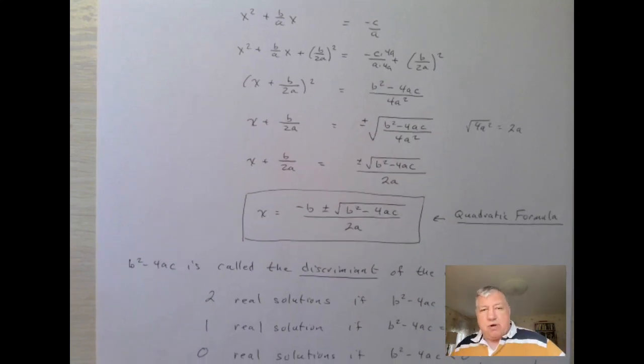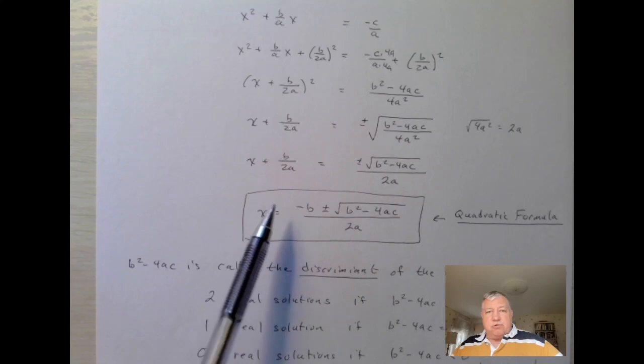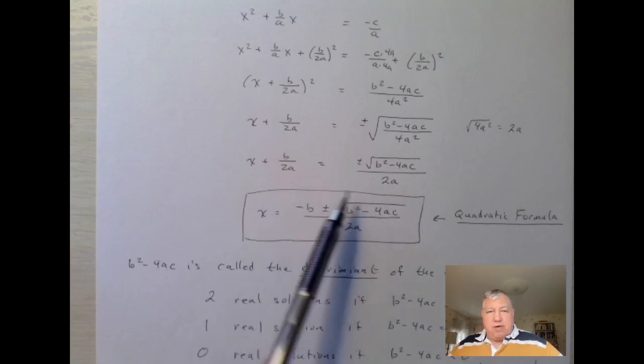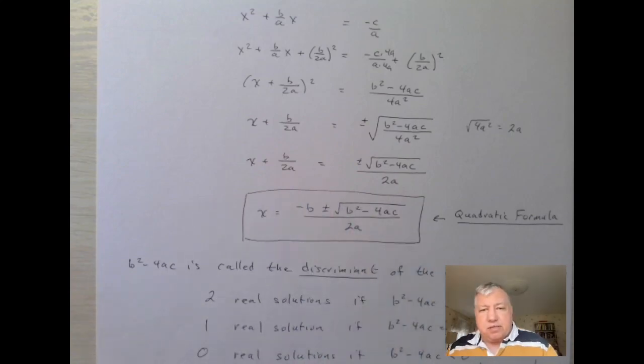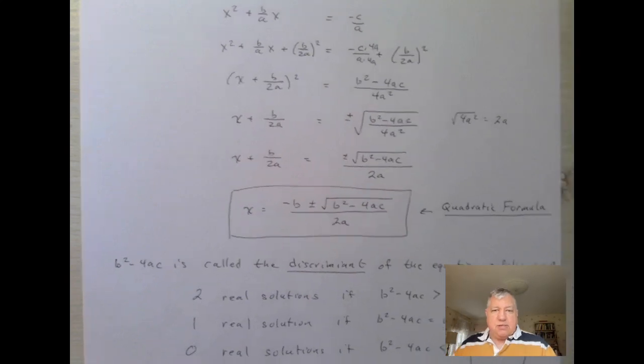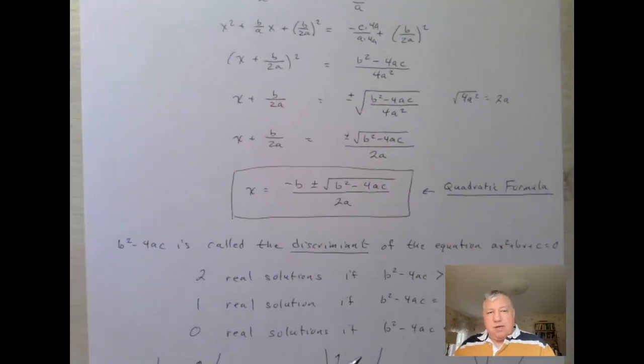And then we subtract b over 2a, and now since they have a common denominator, we can combine this into one big expression like this. And that is the quadratic formula. And notice that we have a plus or minus here. That really represents two numbers. Okay, so that's the quadratic formula.